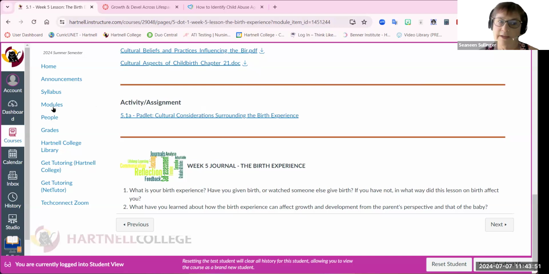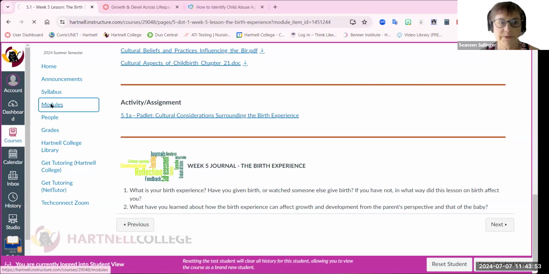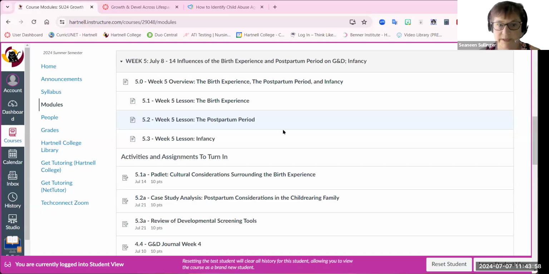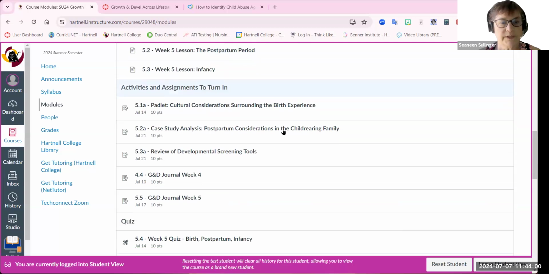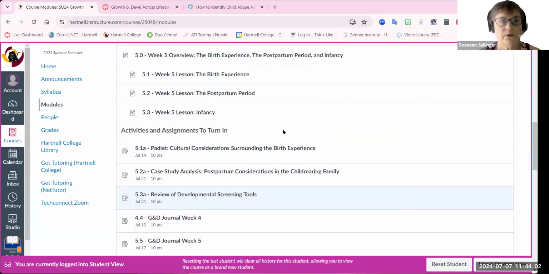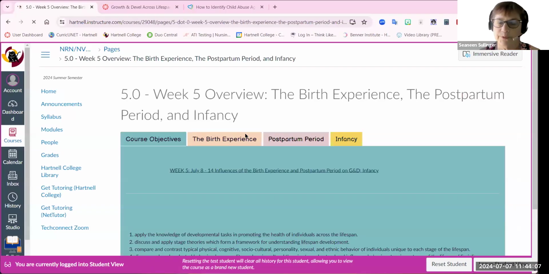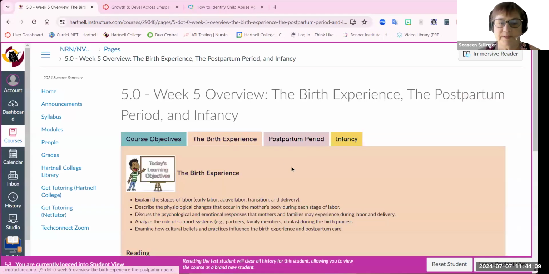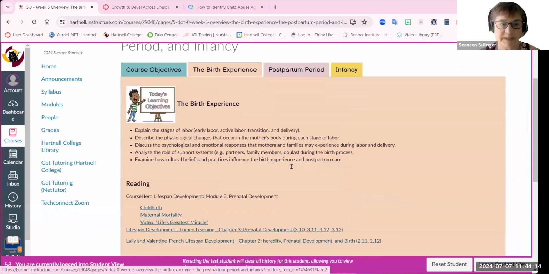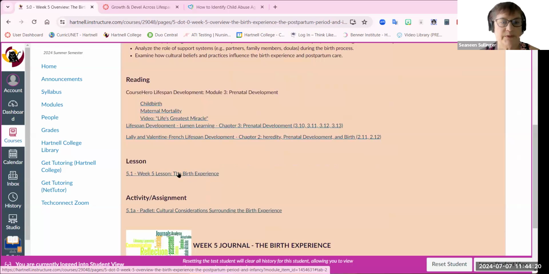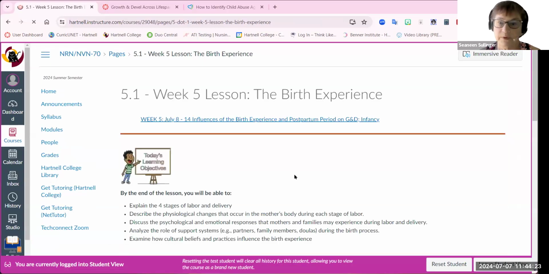You can always, on the left menu here, go back to modules, and it should take you to the one that's open, which it does. So let's go back to the overview. Let's start with the birth experience, and then we'll go through each, the lesson and the activity so that you have an idea of the expectations. So there is the reading. This is the birth experience. Let's go to the lesson where we just were.